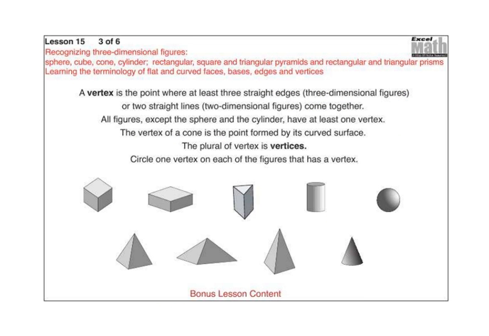All right, a vertex, here's one more term for you. A vertex is the point where at least 3 straight edges in 3-dimensional figures or 2 straight lines in 2-dimensional figures come together. All figures except the sphere and the cylinder have at least one vertex. The vertex of a cone is the point formed by its curved surface. The plural of vertex is vertices. So we have 1 vertex and 3 vertices, or 2 vertices.